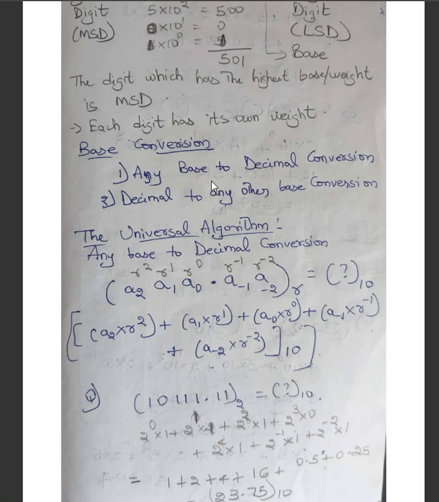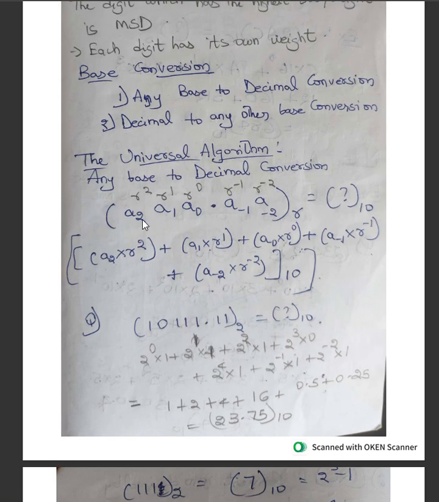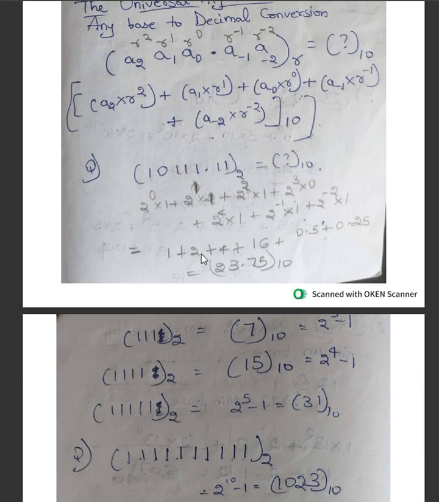There are some rules for converting from any base to decimal. Suppose you have a number a2, a1, a0, point something, in base r. You multiply each digit with the base r power, increasing the power as you move from right to left. That's how you do it.